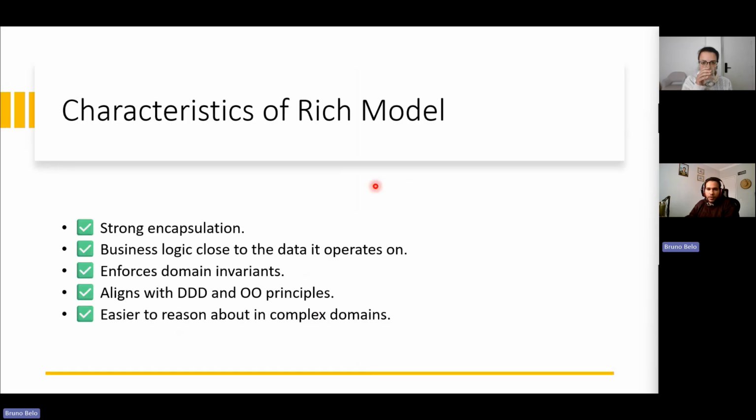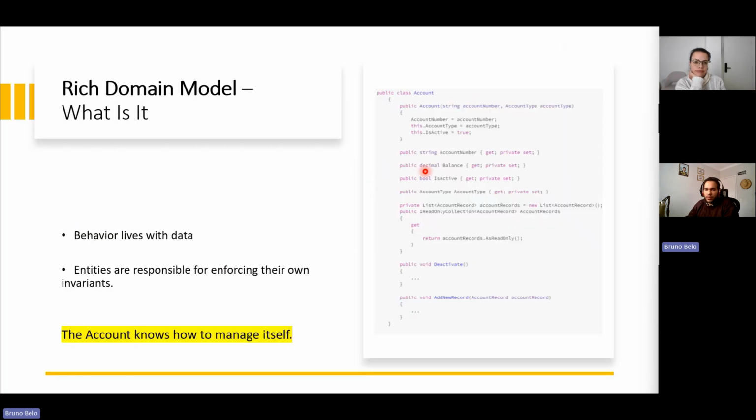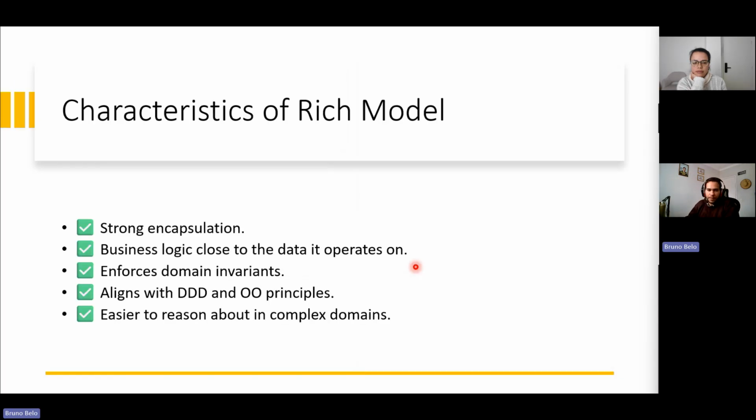Now, talking again about the main characteristics. I have strong encapsulation. The only thing that knows how to change values here is the account itself. So I'm hiding from the outside world the possibility of changing a specific value, like the account number. So I'm removing this possibility of error from my code.